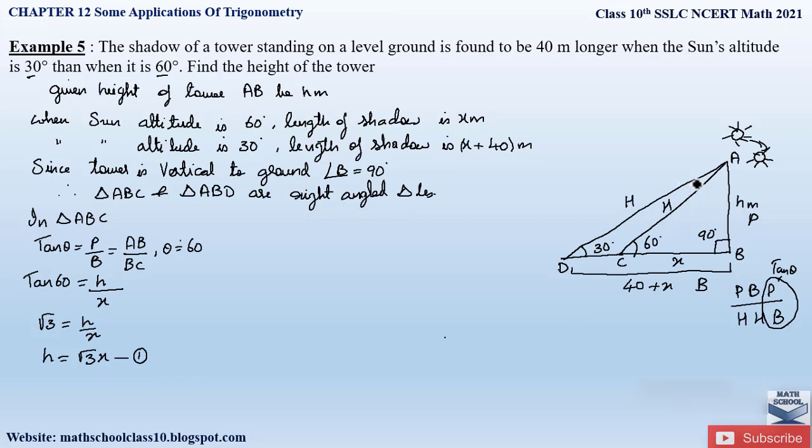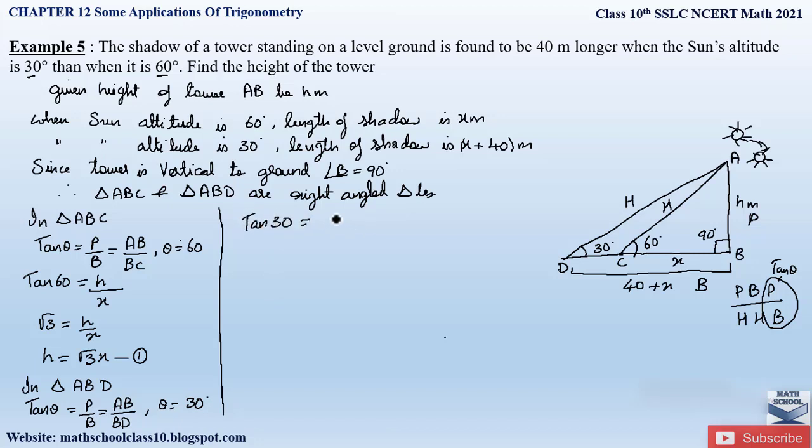Now similarly, let us apply tan theta considering the triangle ABD. In triangle ABD, tan theta is equal to perpendicular by base, where the perpendicular again here is AB and base is BD now. And our theta value is equal to 30 degree. Therefore tan 30 is equal to AB value is h, that is the height of the tower, and BD value is now 40 plus x meter. Okay, so we will take 40 plus x here.